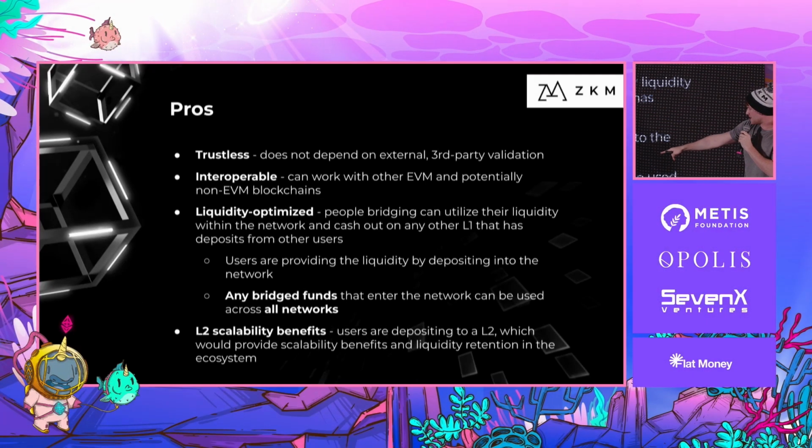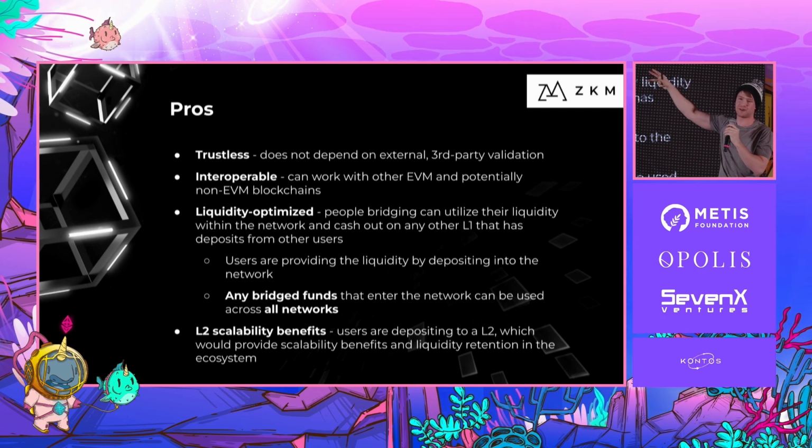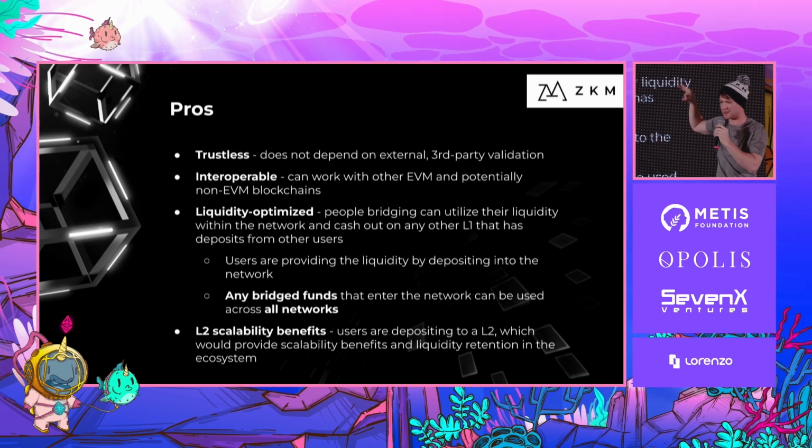And any bridged funds that enter the network can be used across all networks. So remember that example for Avalanche? Well, that can be used for the L2 that's on Fantom. It can be on the L2 that's used on Harmony, or any other layer 2 that is essentially connected to a layer 1.